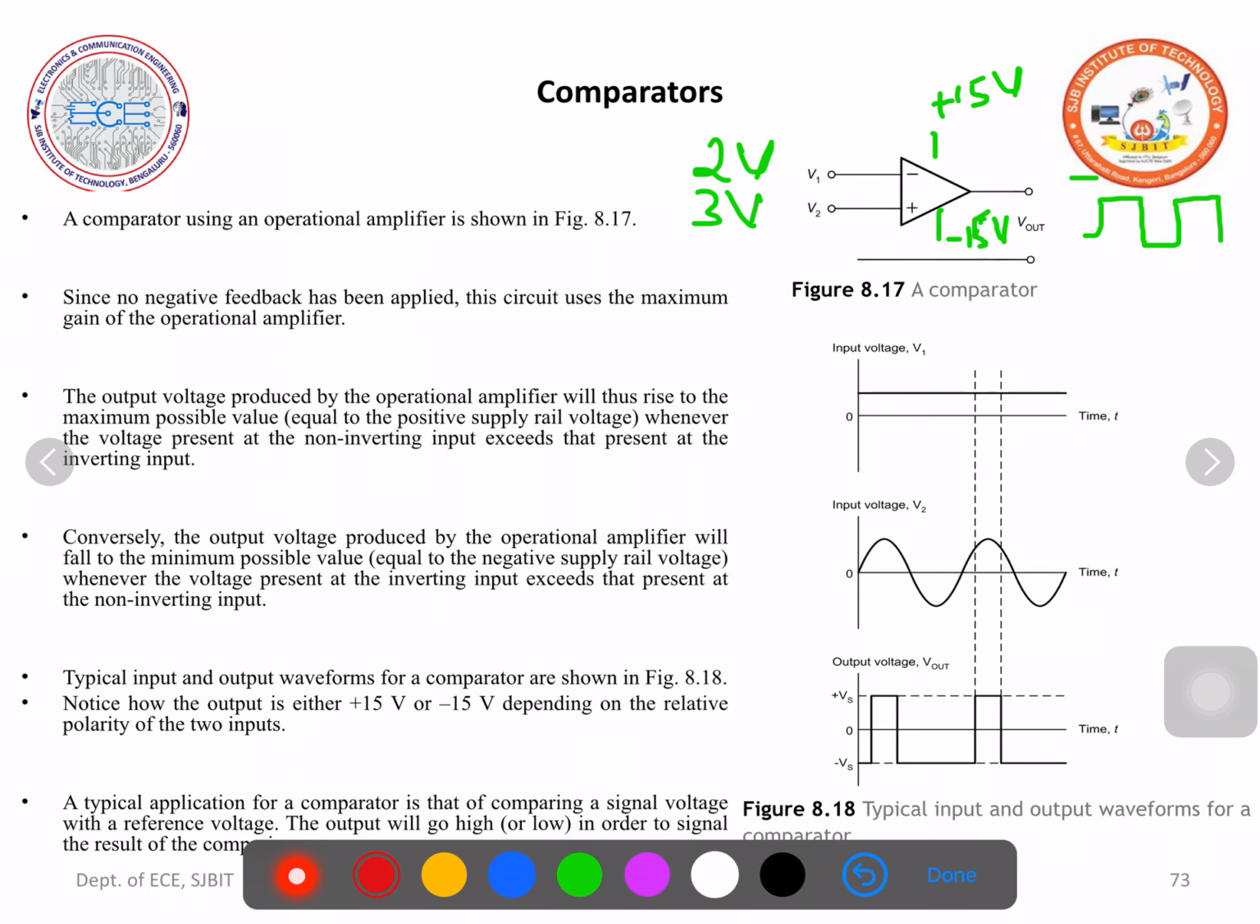Suppose we change the inputs. Here I will apply 2 volts, and here I apply 1 volt: 2 volts at the inverting terminal, 1 volt at the non-inverting terminal. Here is plus 15 volts, here is minus 15 volts. As you know, 2 volts is greater than 1 volt, and 2 volts is applied to the inverting terminal. So the output voltage you will get is minus 15 volts.